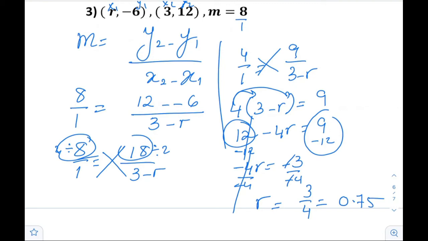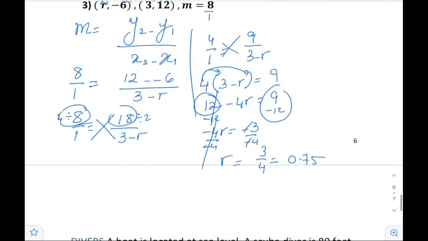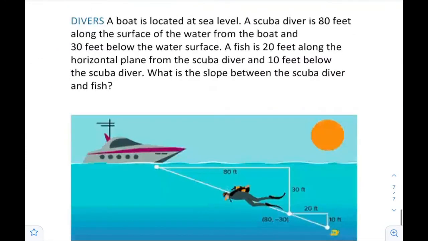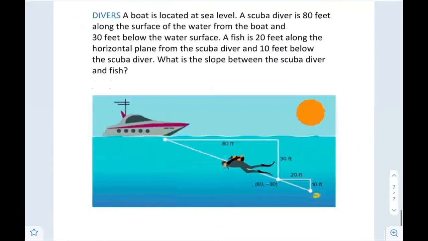You can try also not to simplify. Will you have the same answer or not? And now we are going to apply a real life exercise. A boat is located at sea level. A scuba diver is 80 feet along the surface of the water from the boat and 30 feet below the water. This is the diver.